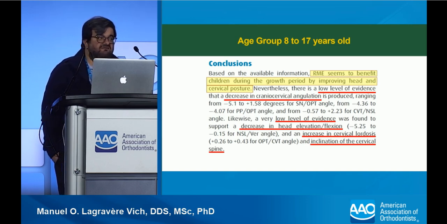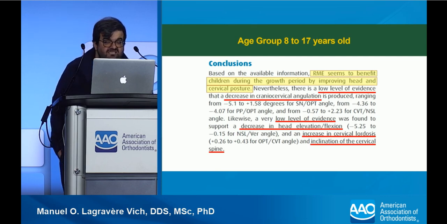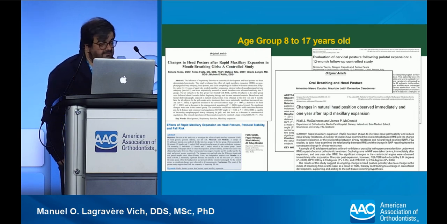There's a low level of evidence on this because there is a decrease in craniocervical angulation, but also see the numbers. The numbers are really not that high of a difference. There is low level of evidence in the decrease of head elevation. There's a low level of evidence of the increase of the cervical lordosis or the inclination of the cervical spine. So some of the articles found there, here would be a summary of them.